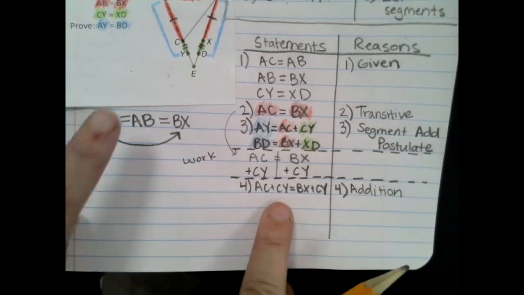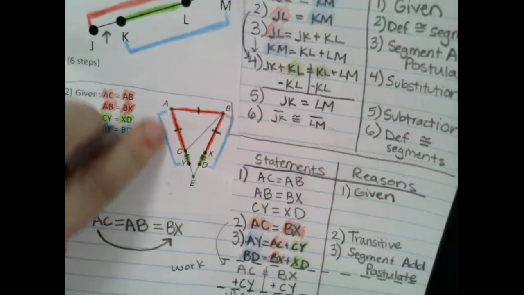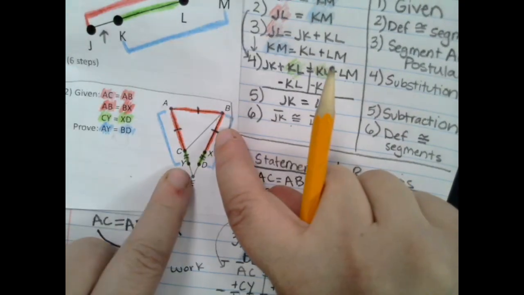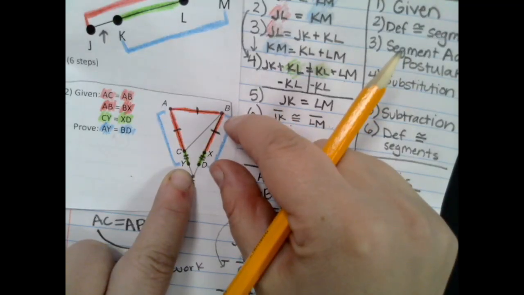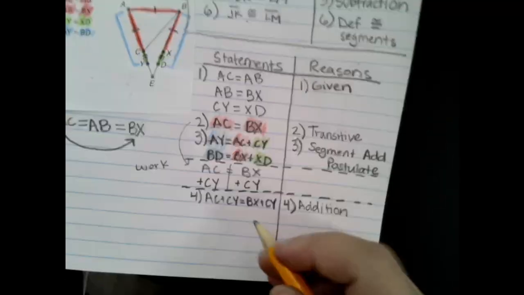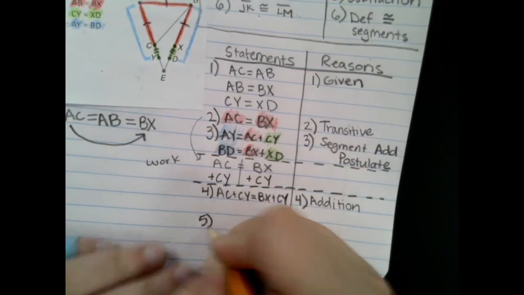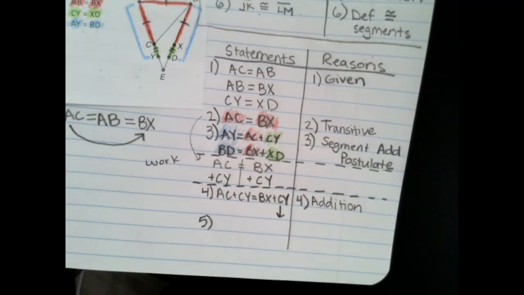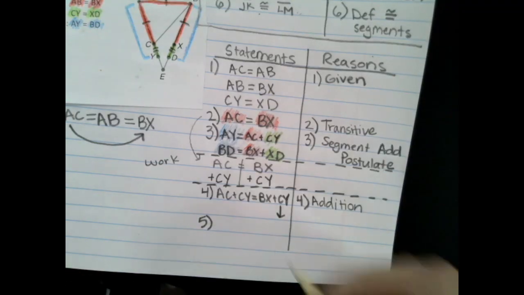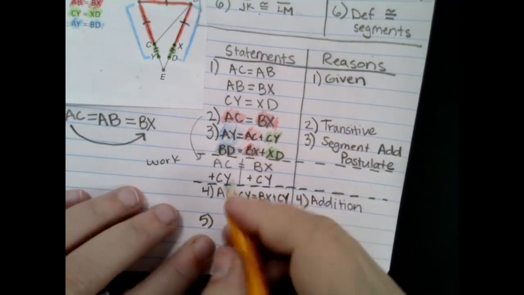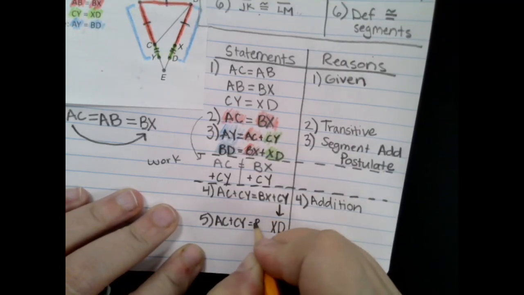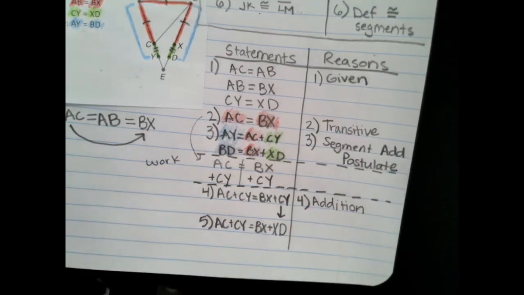Okay, we know AC and CY. Does that make AC AY? Mm-hmm. Does BX and CY, is that what BD is made out of? No. But what do I know CY is the same as? XD. So I'm going to switch in number 5 here. I'm going to take the CY and switch it for what it's equal to. What was CY equal to? XD. I'm going to copy everything else down the exact same way. AC plus CY equals BX plus XD. It's kind of all squished.